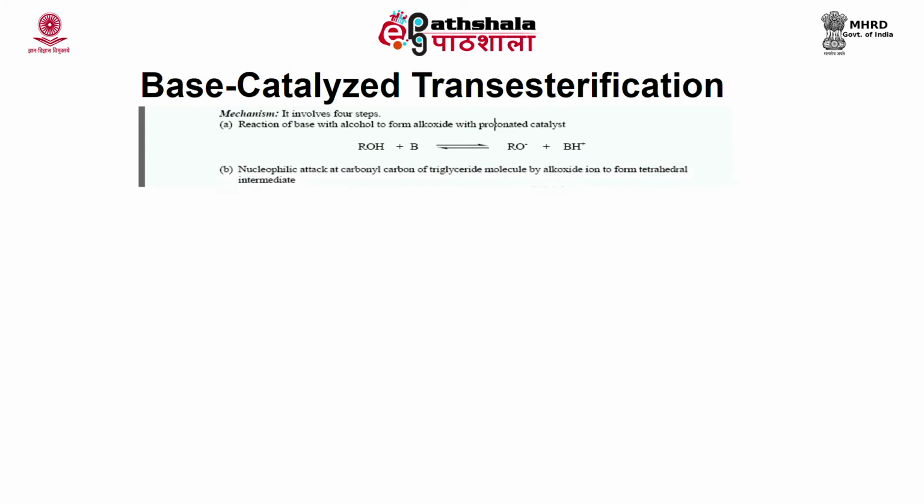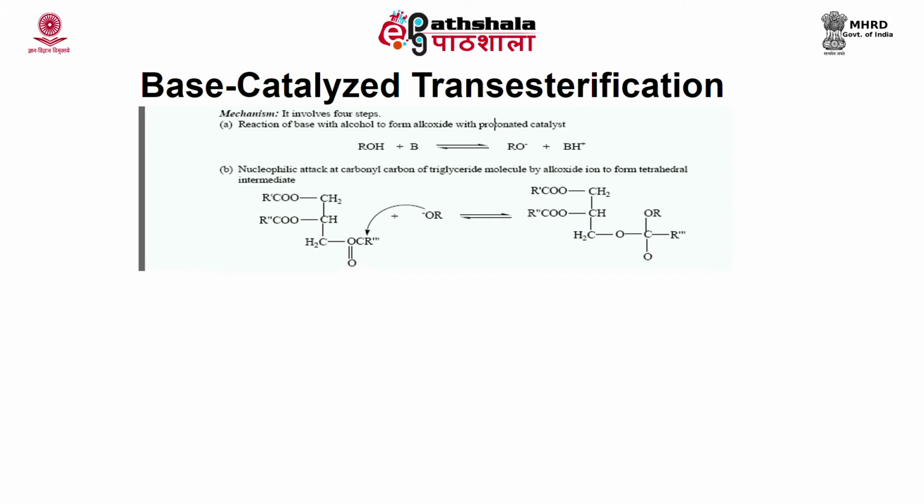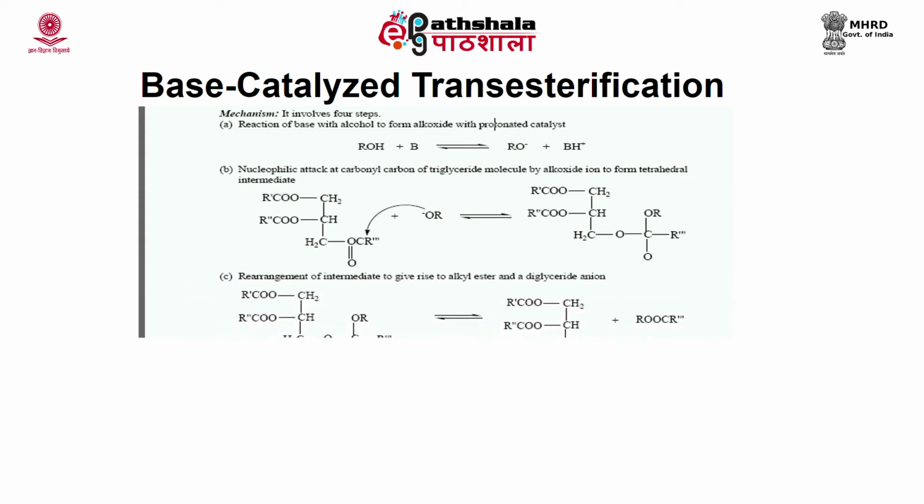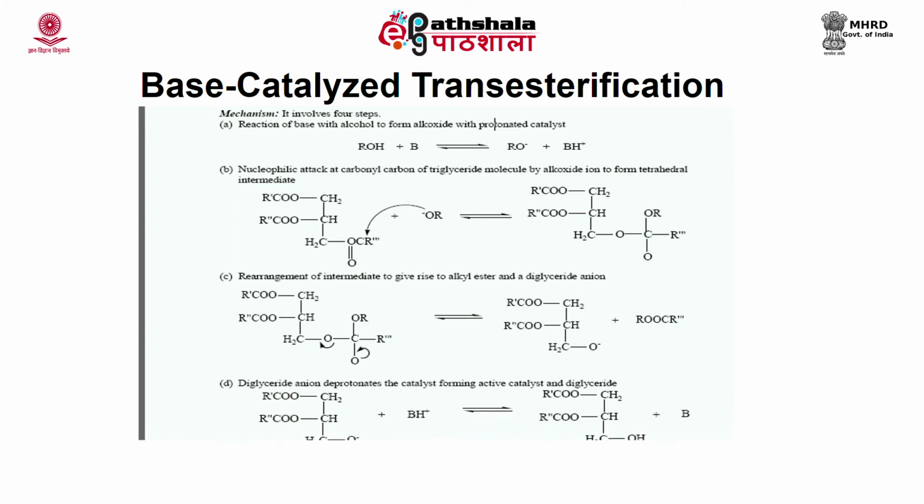Further, nucleophilic attack at the carbonyl carbon of the triglyceride molecule by the alkoxide ion forms a tetrahedral intermediate. In the third step, rearrangement of the intermediate gives rise to an alkyl ester and a diglyceride anion. The diglyceride anion deprotonates the catalyst, forming the active catalyst and diglyceride. So, the diglyceride and monoglycerides are transformed into alkyl esters and glycerol using this mechanism.